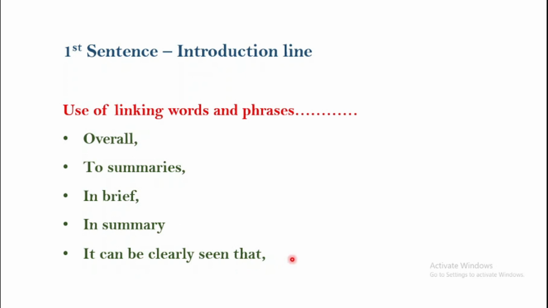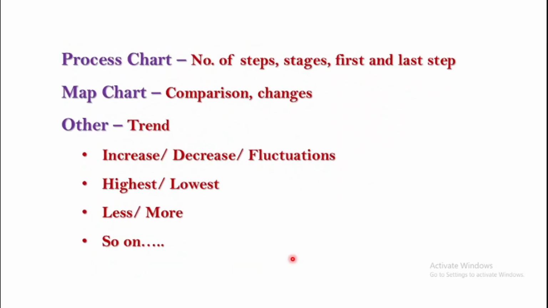After that, for a process chart, you have to analyze the number of steps, main stages, and the first and last step of the given process. Clear? For a map chart, you have to see the important things in the given map with time and write them in brief. For the rest of the graphs such as line, table, pie, bar, observe the main trends such as is there any increase, decrease or fluctuations in the given graph.